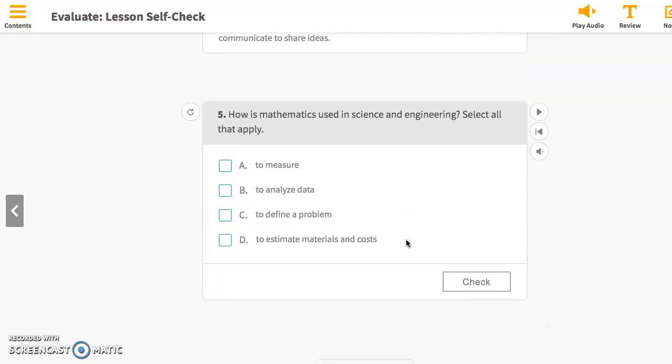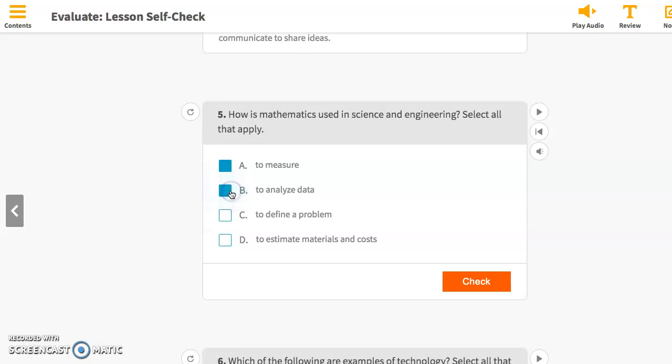Okay, how is math used? Do you need to use math to measure? Do you need to use math to... Yeah, absolutely. Measurement is part of math. And for science and engineering, because it can either cause a problem for measurement or it can create a solution.